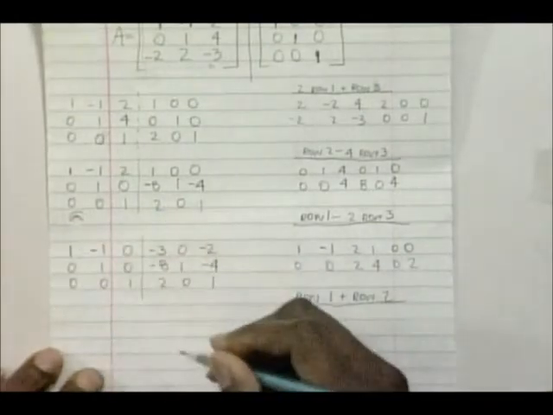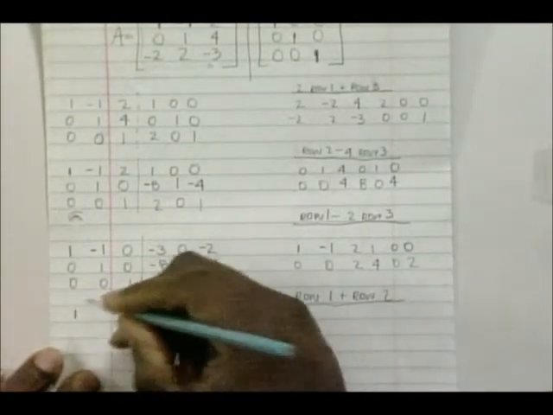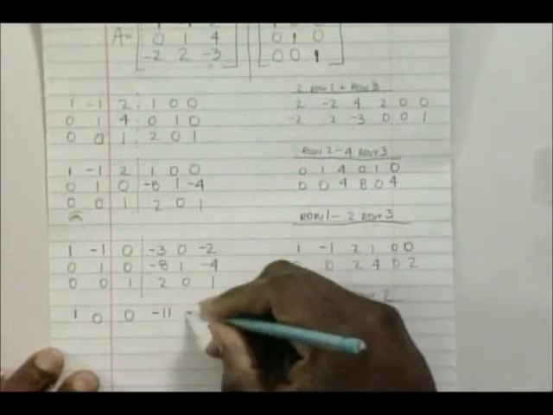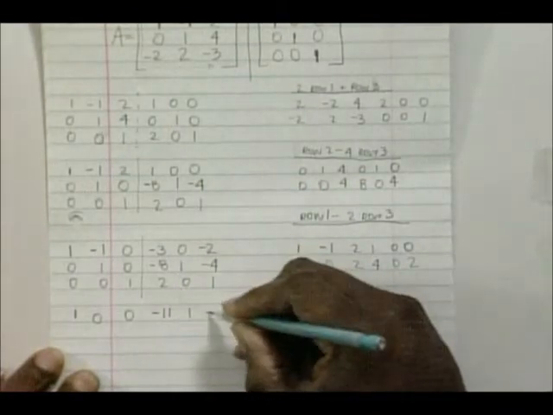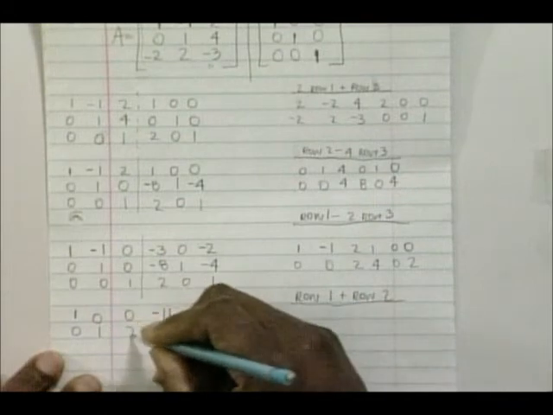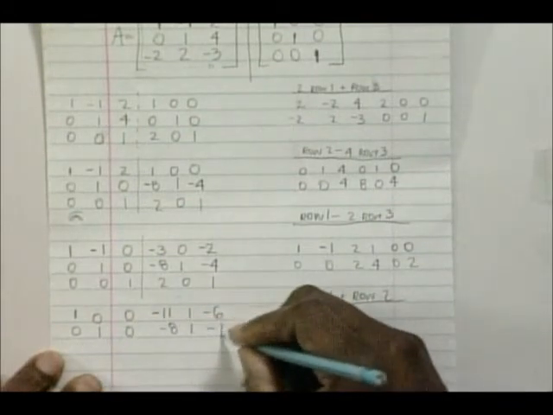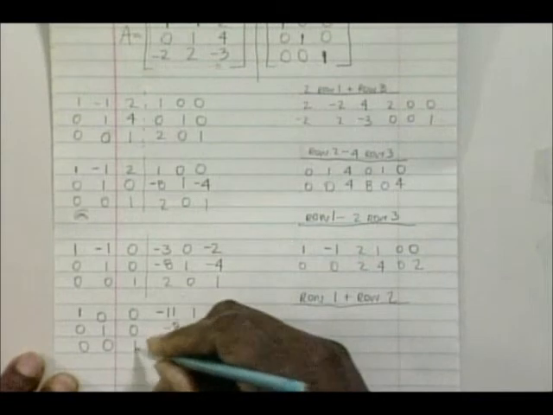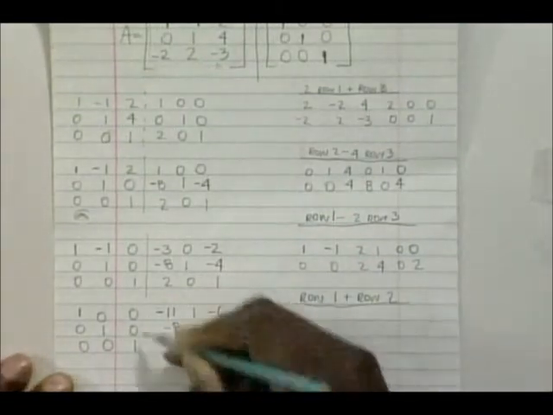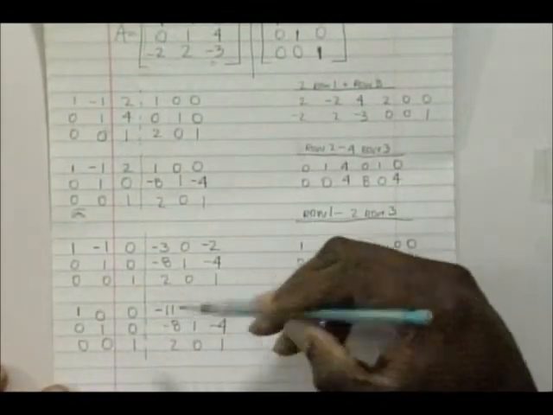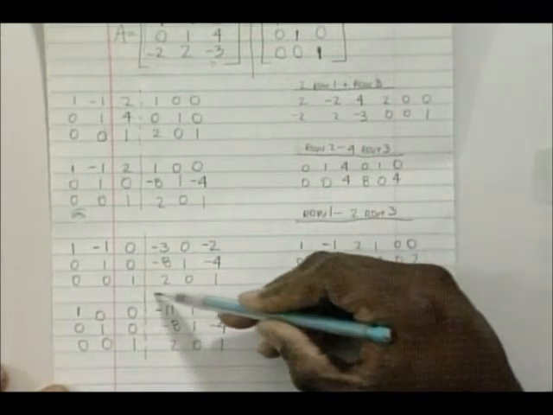If we add row 1 to row 2, we get 1, 0, 0, negative 11, 1, I'm adding up the first row to the second row, negative 6. All right. And then our middle row, we're going to keep that the same: 0, 1, 0, negative 8, 1, negative 4. And then we have 0, 0, keeping the third row the same, 1, 2, 0, 1. All right, and notice how we've got the identity matrix. So our inverse of this 3 by 3 matrix is this right side here.